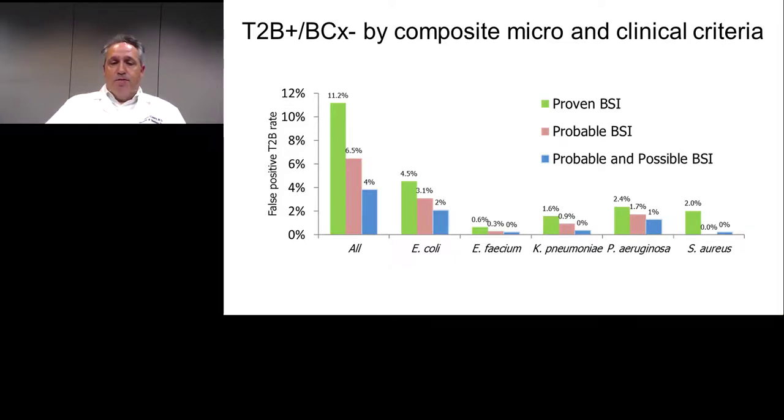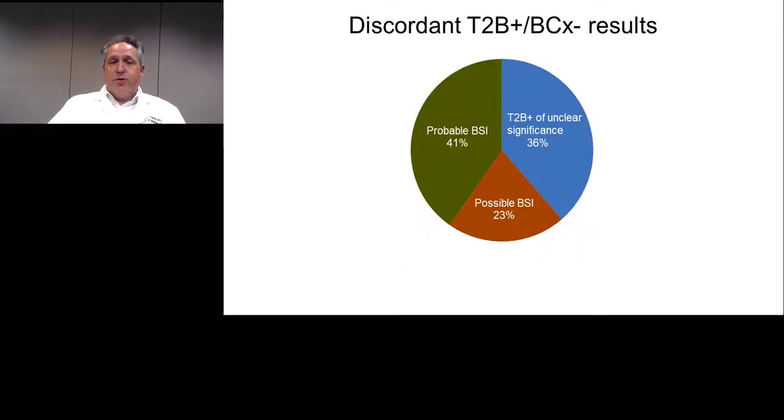So if we use our definitions then, among patients who had discordant T2 bacteria positive, blood culture negative results, we see about 40% of these patients, in fact, fulfill definition for probable bloodstream infection. Another 23% fulfill the definition of possible bloodstream infection. So altogether, about 36% of patients had T2 positive results for which we had no indication of ongoing infection, and presumably this is your false positive cohort.